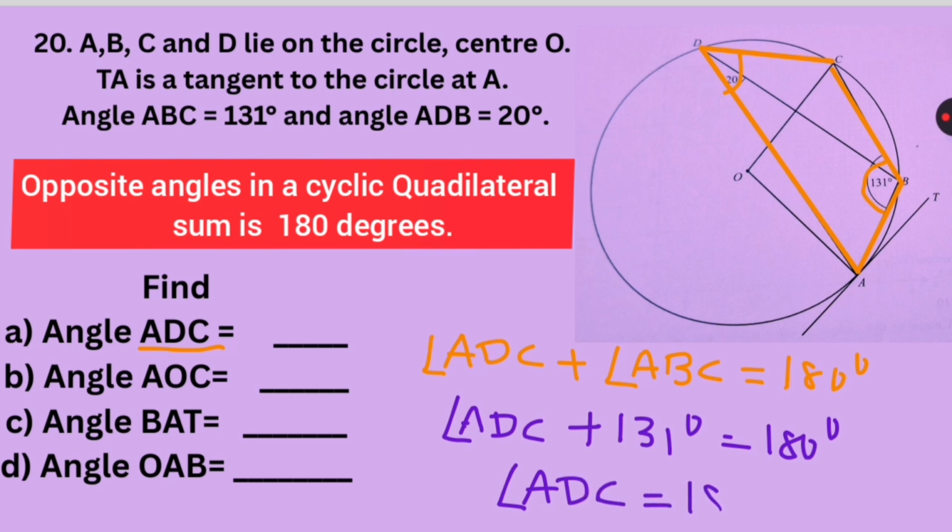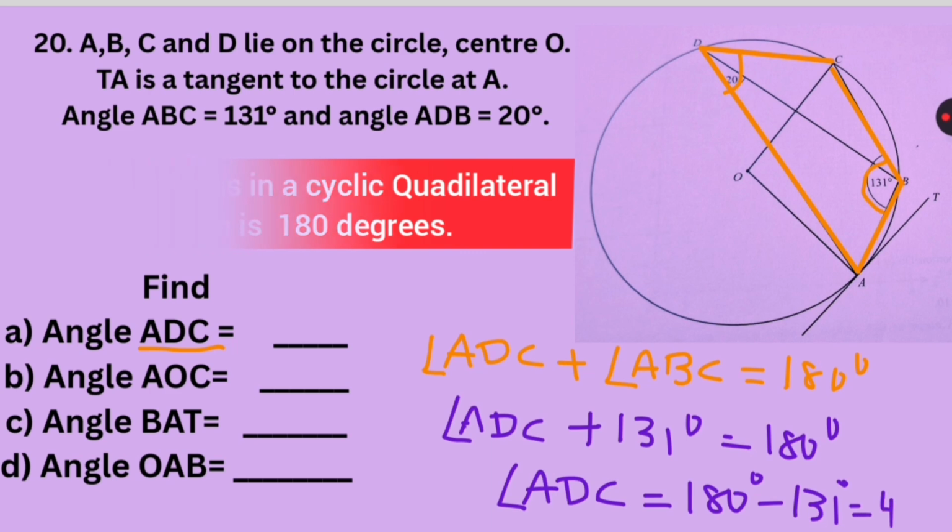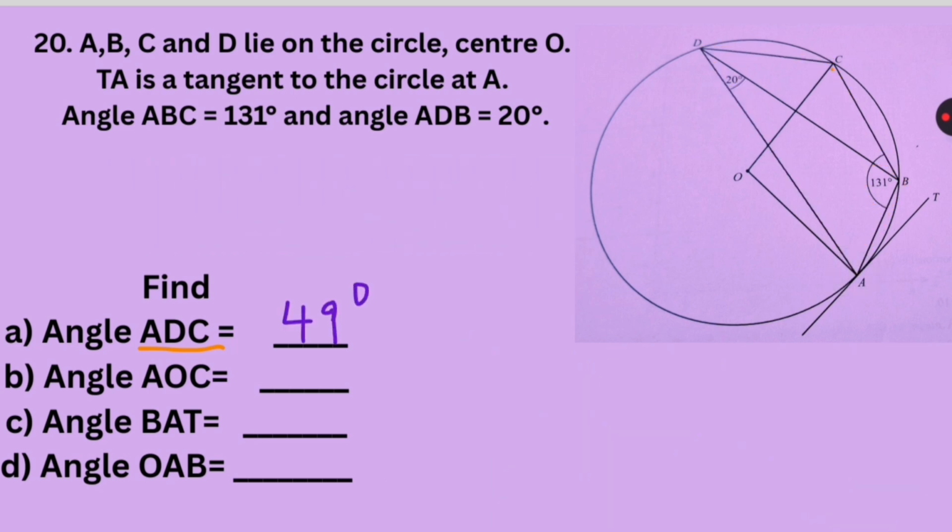So 180 minus 131 degrees gives 49 degrees. Angle ADC is 49 degrees. Now let's find the angle AOC. Observe here, it is a central angle.